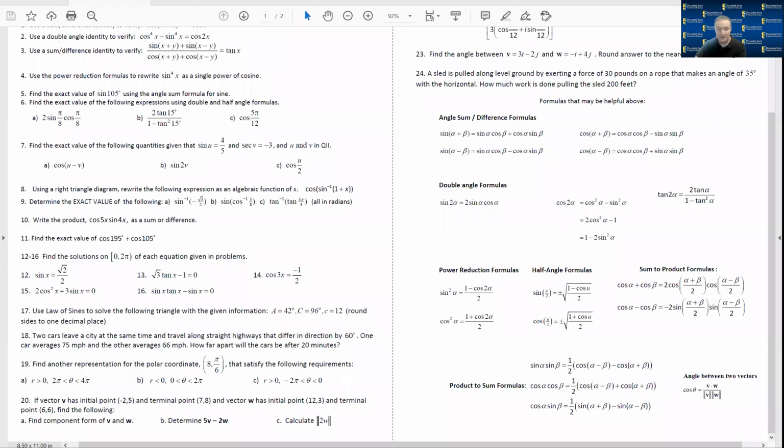Number 20 gets us into vectors. And you'll see here on number 20, it says, if vector v has initial point negative 2, 5, and terminal point 7, 8, vector w has initial point 12, 3, and terminal point 6, 6. Find the following. So I need the component forms of vector v and w, and then we do some vector operations: find 5 times vector v minus 2w, and then we want to calculate the magnitude of twice vector w.